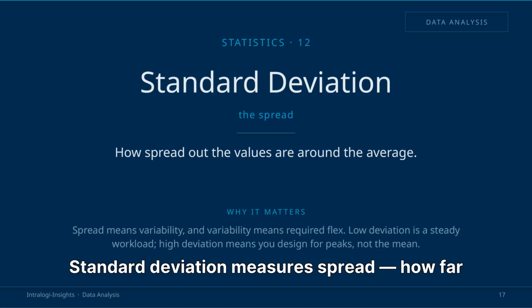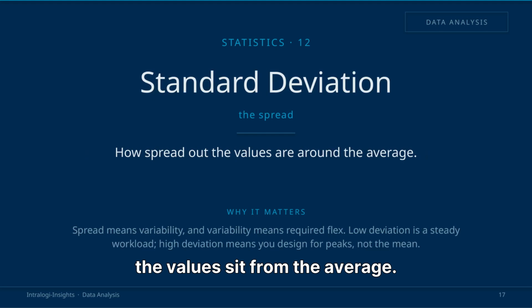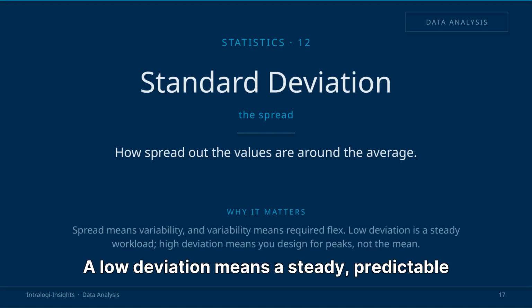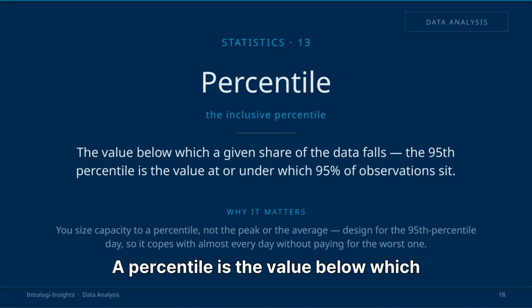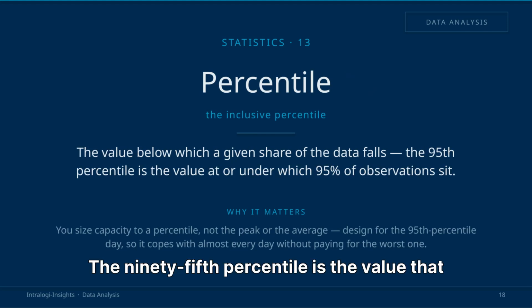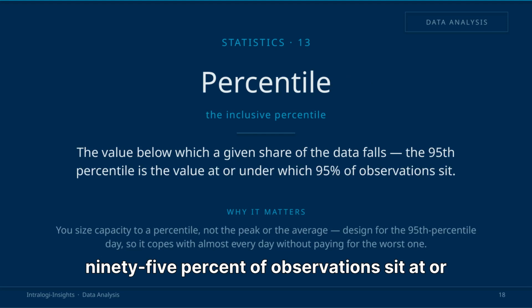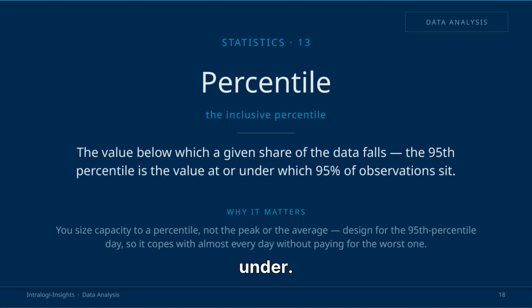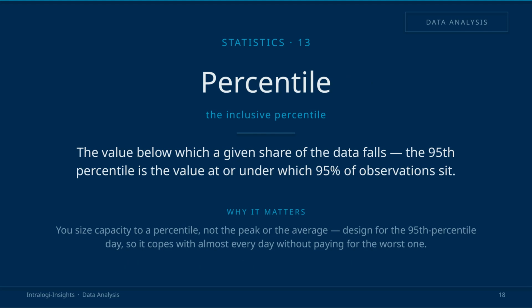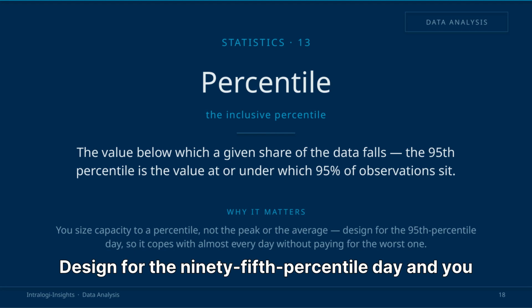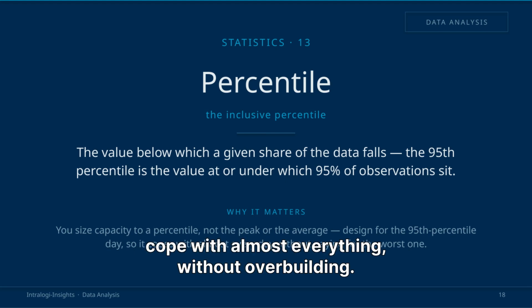Standard deviation measures spread, how far the values sit from the average, and spread is really variability. A low deviation means a steady, predictable workload. A high one means you have to design for the peaks, not the average. A percentile is the value below which a given share of your data falls. The 95th percentile is the value that 95% of observations sit at or under. This is the sizing tool. You build capacity to a percentile, not the average and not the single worst day. Design for the 95th percentile day and you cope with almost everything without overbuilding.